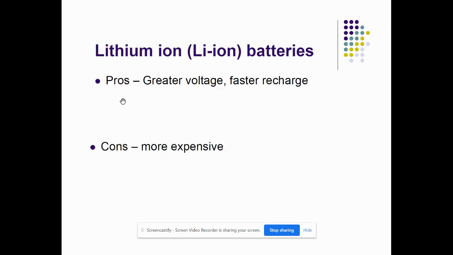Lithium ion battery. This is what you'll see in your cell phone or in car batteries. So greater voltage, faster recharge, but these are going to be more expensive. They're working on reducing the size of the batteries in the cars and making them lighter and cheaper. Once they do that, the price of electric cars is going to come down significantly.